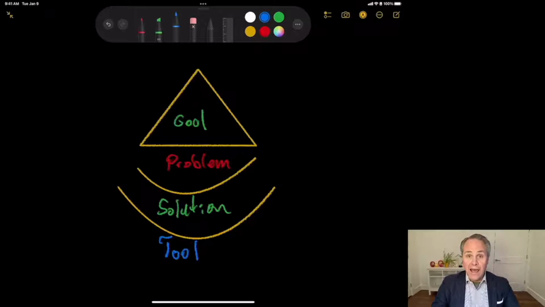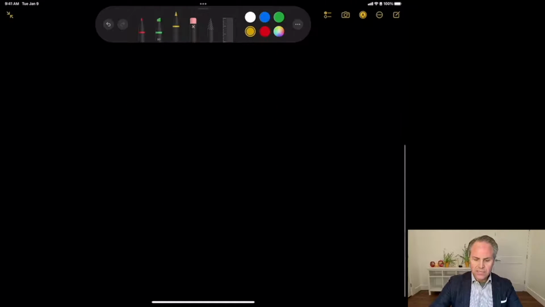So of course, after the tool, then there's the implementation of the tool, or the implementation of the solution using the tool. There are other steps beyond this, but this really helps you figure out where you are and what we're going to do about it. So let's look at a specific situation.